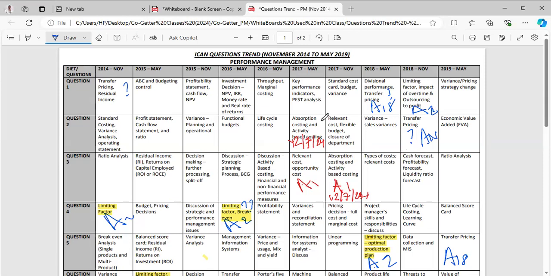So let's start with May 2018, question 1. Let's look at question number 1. I'm getting the past question ready now. May 2018, question number 1 will soon be opened.